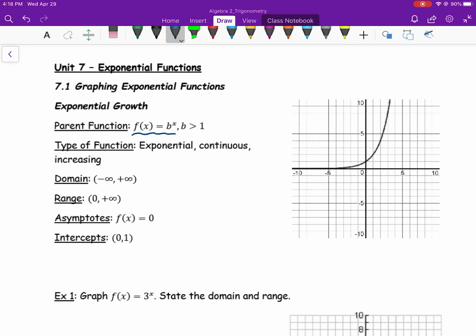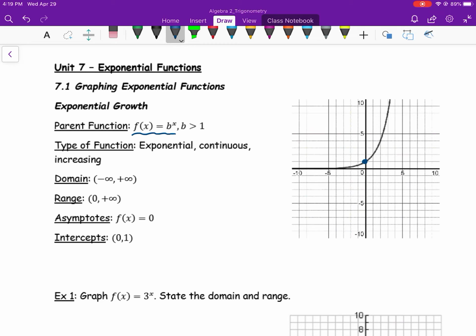And our range, okay, so we have asymptotes again. So that's the asymptote. That means we start from 0 and go all the way up to positive infinity. And as I said, there's your asymptote, and our intercepts are at 0, 1.